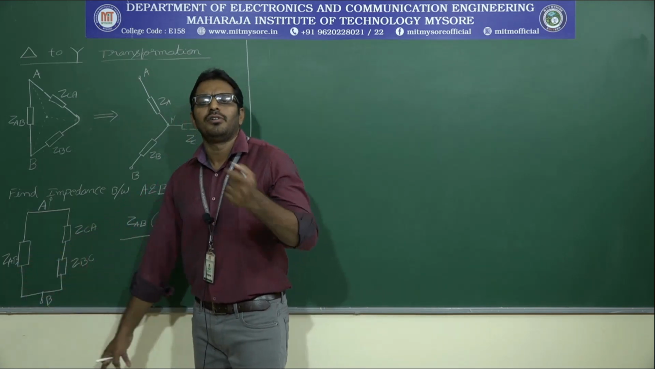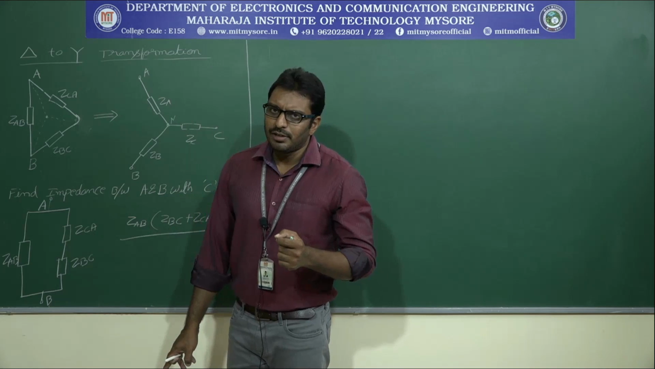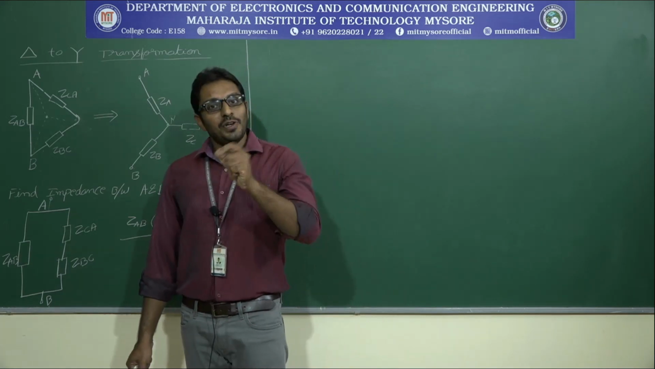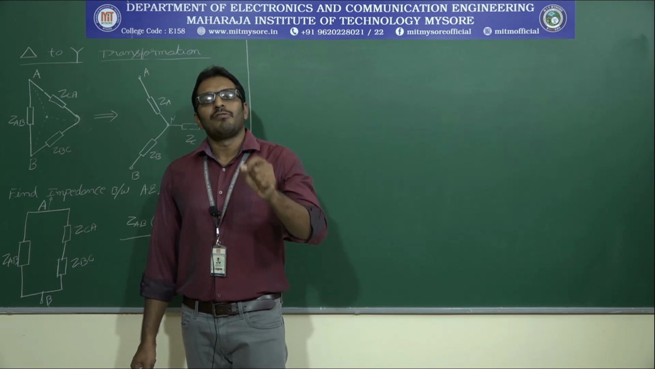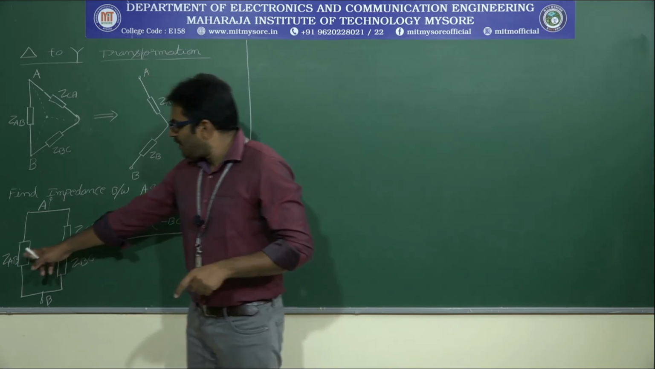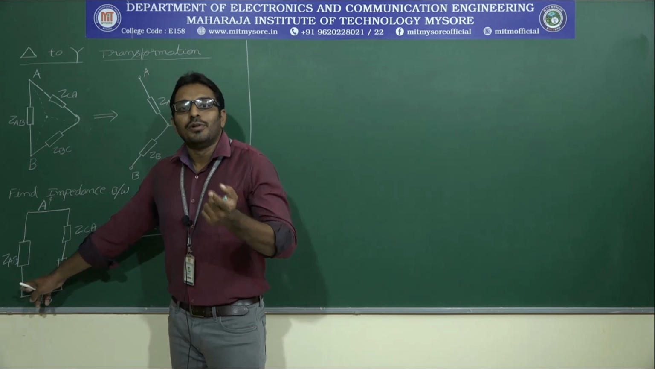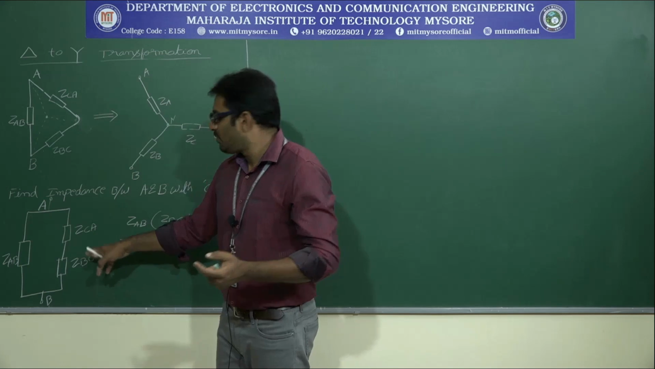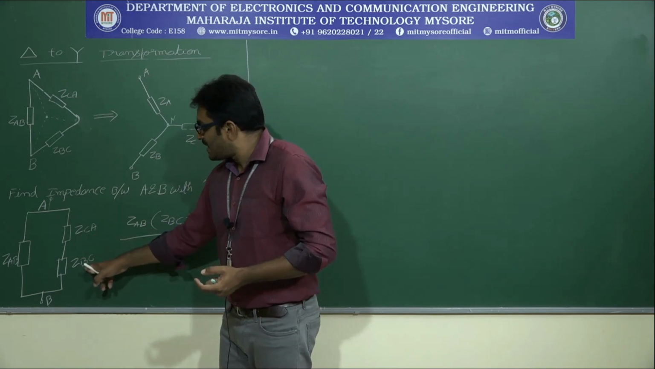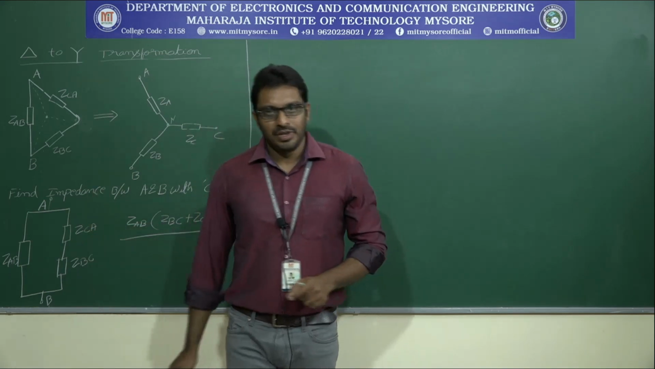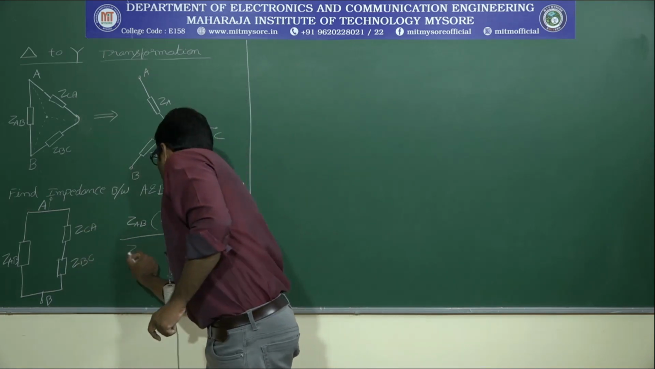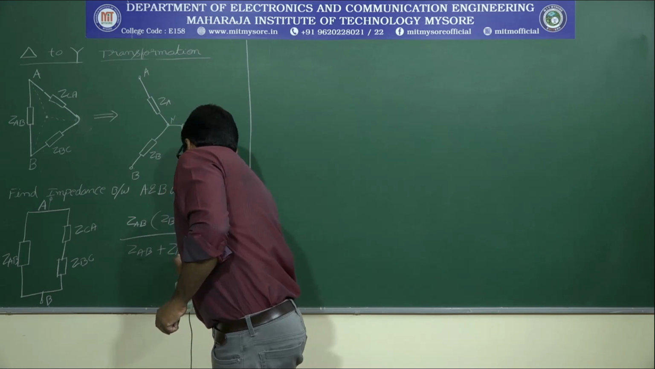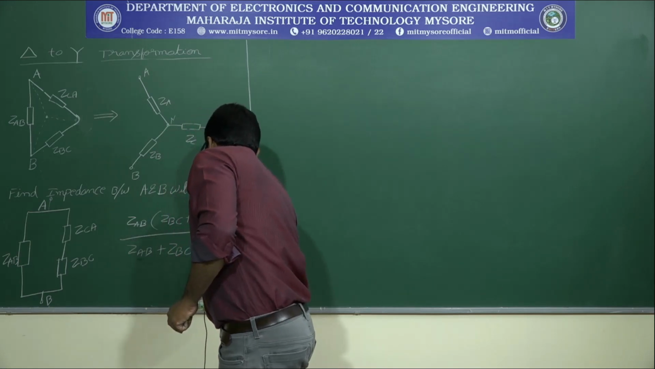When R1 and R2 are connected in parallel, what is the formula for the effective resistance of a parallel combination? R1 into R2 divided by R1 plus R2. Here R1 is ZAB. What is R2? R2 consists of two impedances connected in series. That's why R2 is ZBC plus ZCA. The whole divided by ZAB plus ZBC plus ZCA.